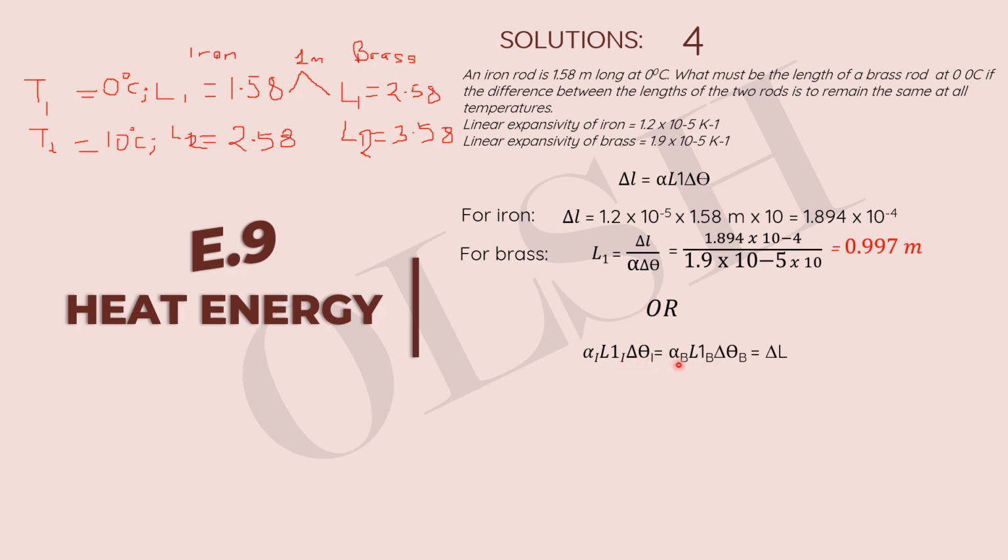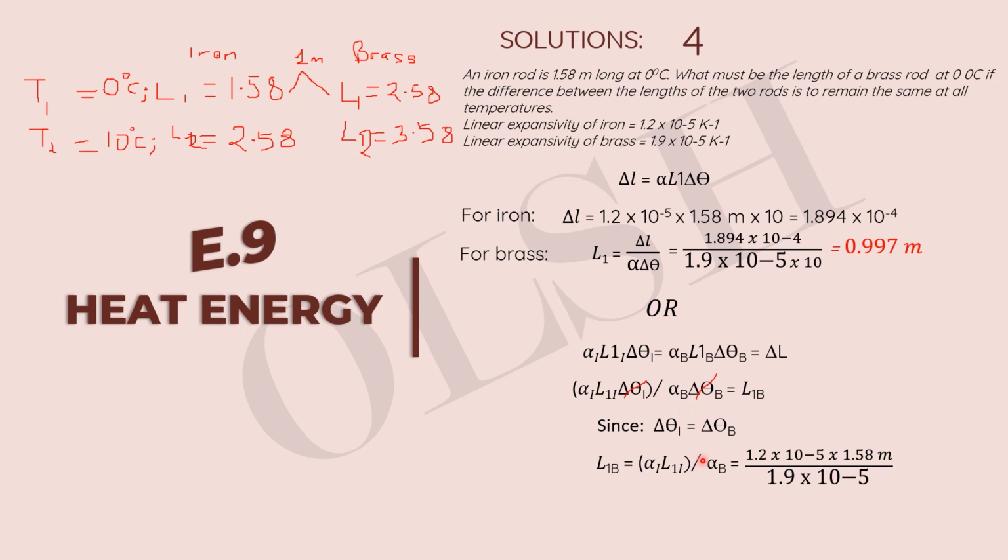And if we do so, we can make L1 the subject of formula. If we make L1B the subject of formula, this is what we're going to have. So all we need to do is to put in our parameters and we're good to go. But before that, remember that theta I, which is for iron, and theta B, which is for brass, have to be the same. And this is a division sign. That automatically means that this one is going to cancel this one here. So we'll be left with L1B equal to alpha I L1I divided by alpha B.